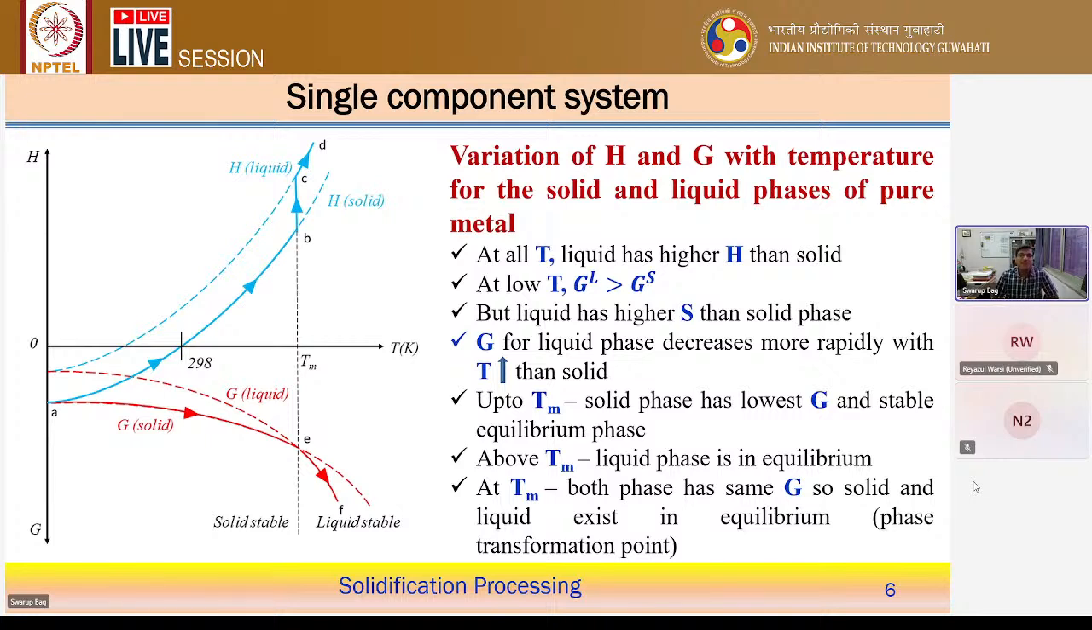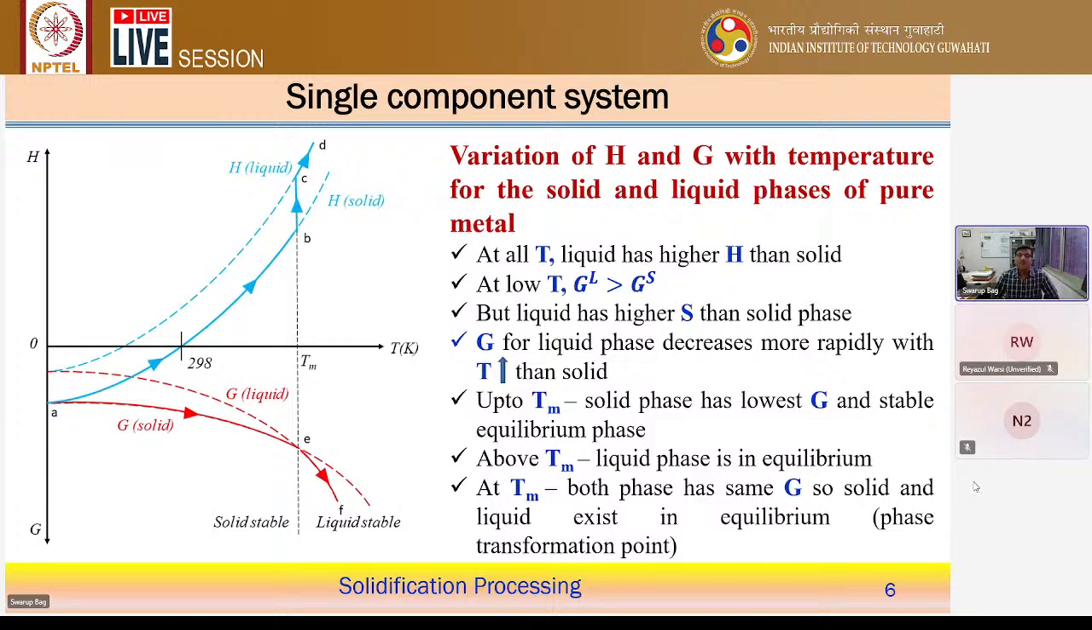But the liquid phase has higher entropy S than the solid phase. That is obvious because the atomic arrangement and atomic attraction are different; randomness in the system is much greater at high temperature. Therefore, the liquid phase has higher entropy than the solid phase. And G for the liquid phase decreases more rapidly. You can see the slope: the Gibbs free energy for the liquid phase decreases very rapidly with increasing temperature, more rapidly than for the solid. So the slope is much steeper for the liquid phase than for the solid phase.